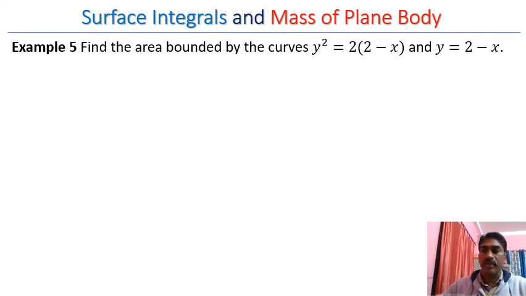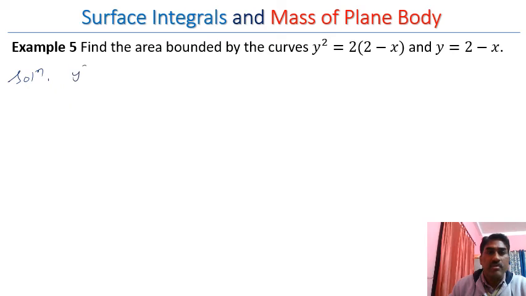Let us take a final example. Find the area bounded by the curves y squared equals 2 into 2 minus x, and y equals 2 minus x. The very first thing we should find is the point of intersection of these curves. So the most common way is to replace y with x.